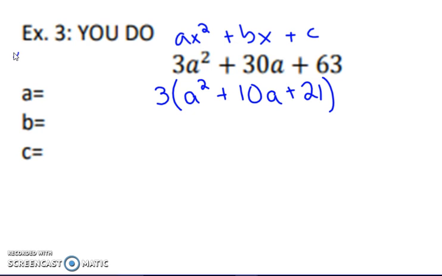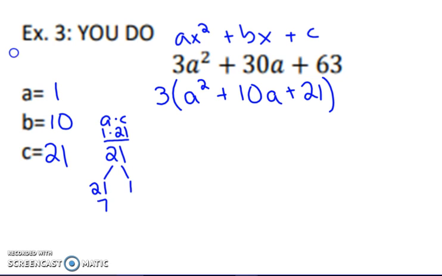Well, now I'm going to pull my a, b, and c from that factored equation. So I have a is equal to 1, b is 10, and c is 21. Well, that tells me a times c is 1 times 21, which is 21. If I draw out my factors, I have 21 and 1, and I have 7 and 3. Well, if I add them together, that gives me 22. The bottom gives me 10. My b is 10, so my factors are going to be 7 and 3.